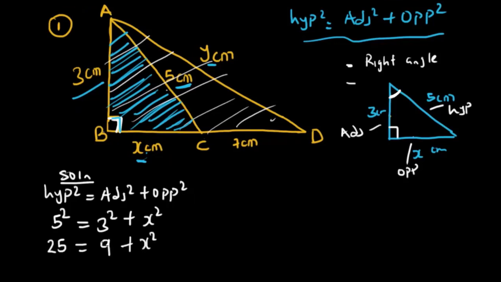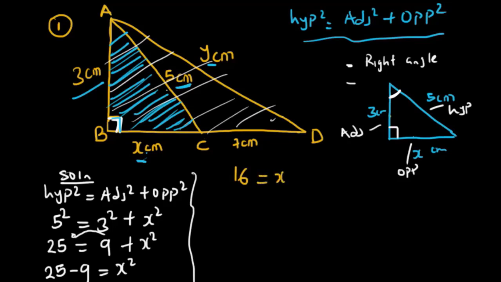Now we collect like terms. 9 goes to meet 25. So we should be having 25 minus 9 equals x square. I hope you understand this. So 25 minus 9 should give us what? 15 minus 9 is 6, then we have 1. So 25 minus 9 is 16, equals x square.